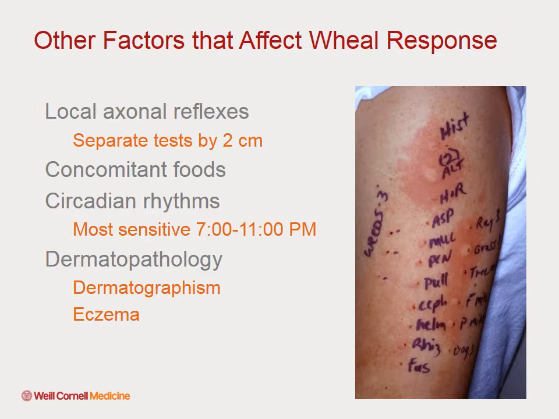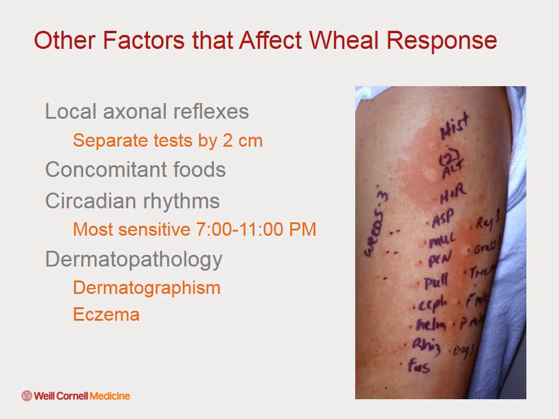Other factors that can affect the wheal response is the local axonal reflexes, which is why it's very important when you're doing intradermal testing to separate these tests by about 2 centimeters at least. Otherwise, you have one positive reaction and it can affect the other reaction right next to it. Also, some concomitant foods can also be reacting as well if there's cross-reactivity with the foods, or foods that just increase the sensitivity of the skin.